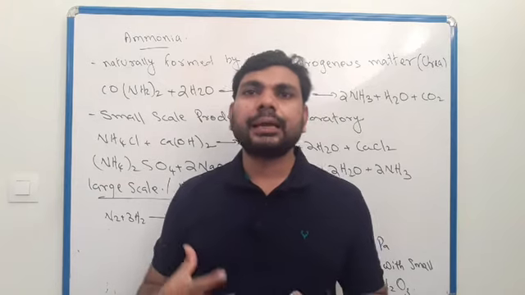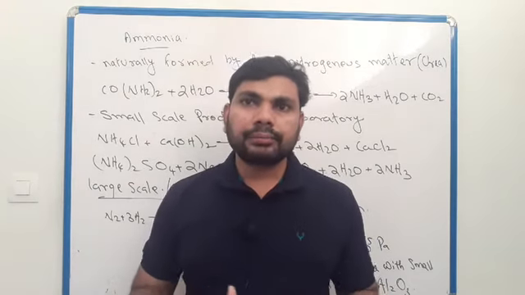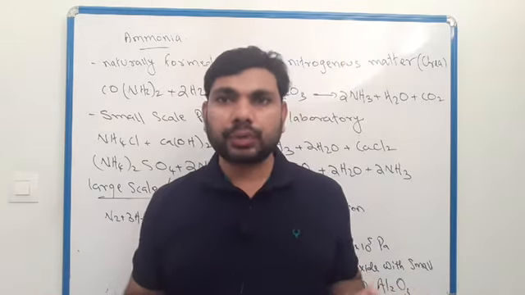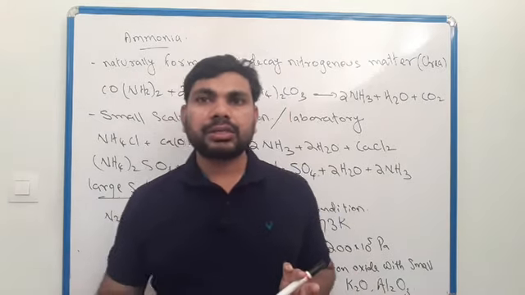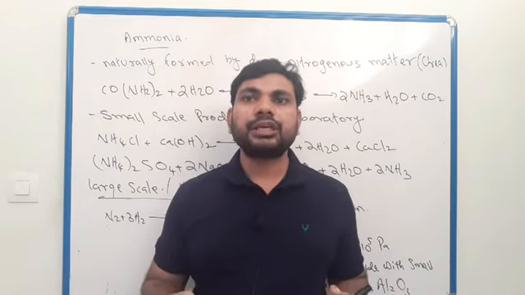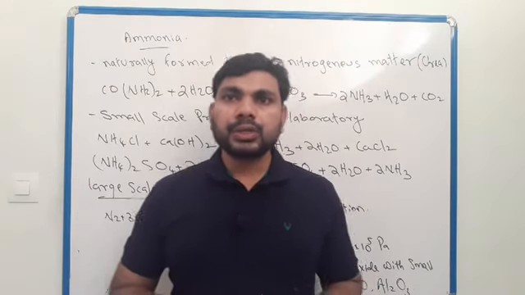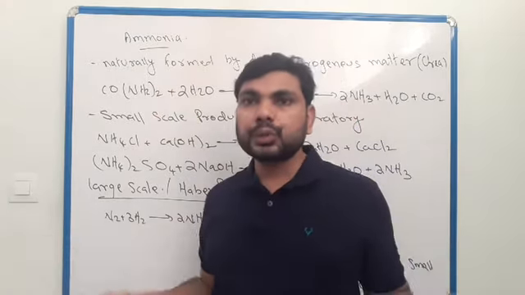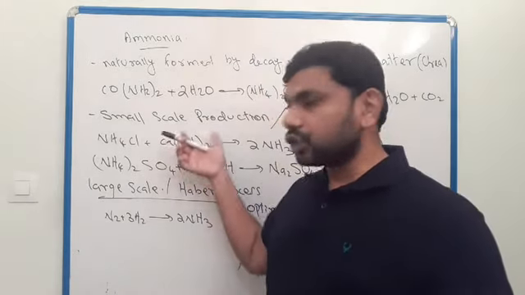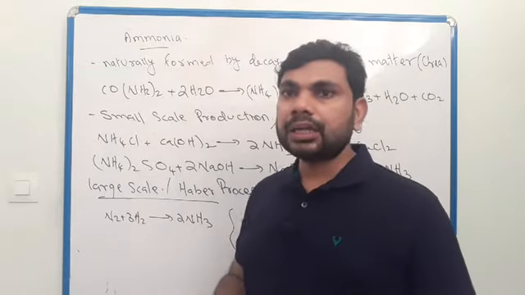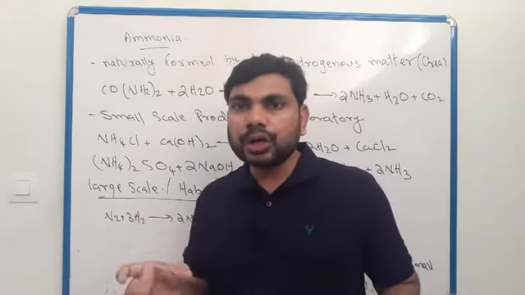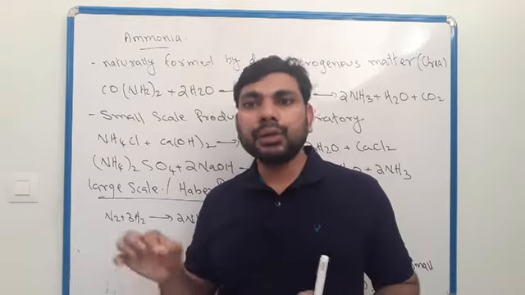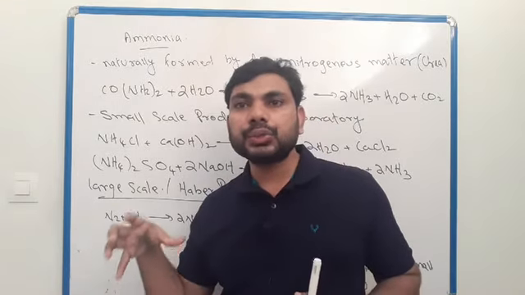We have to understand about ammonia. First, a small quantity of ammonia is produced naturally. Nitrogen containing matter such as urea, after decomposition, produces ammonia. So here we have different methods to produce ammonia: laboratory method and large scale production. First we discuss how a small quantity of ammonia is produced naturally.